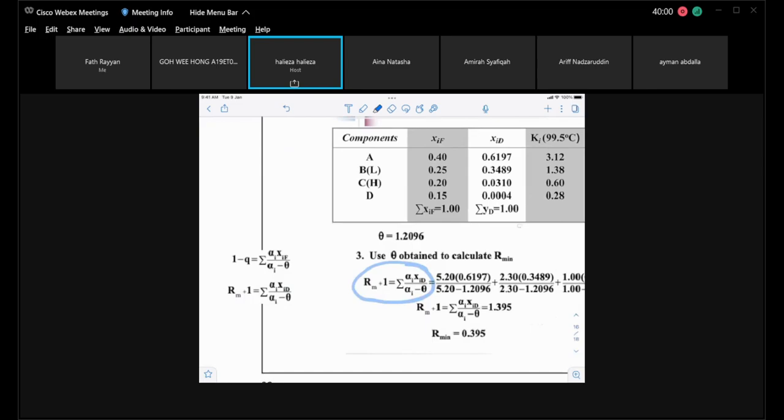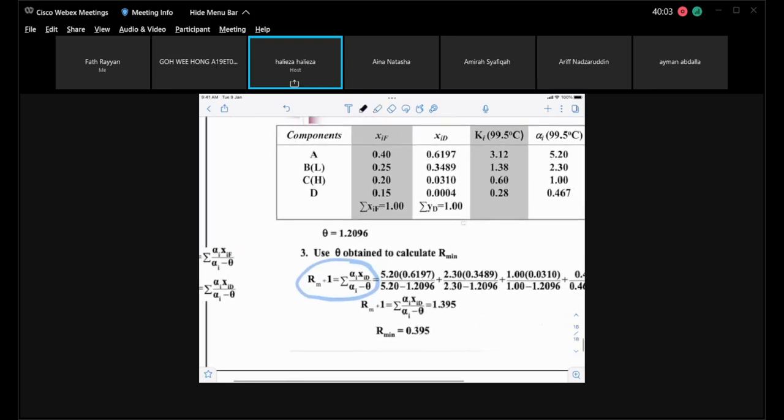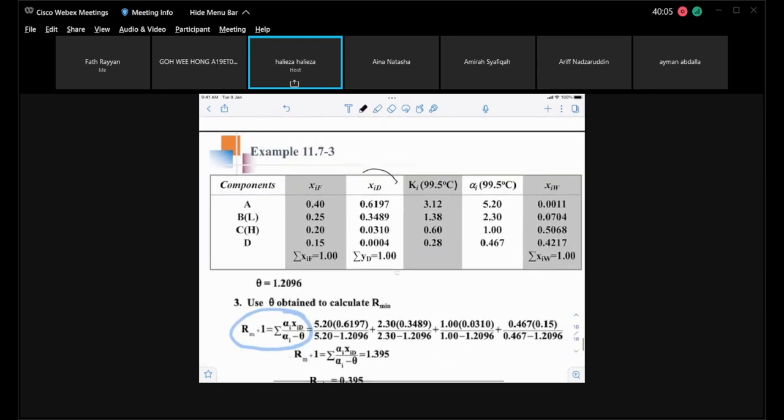So let's write down for every component. I have my composition for my distillate there. For component A, 0.6197, the relative volatility 5.2, and the theta that I got just now. I'm just substituting it into this equation for every component.